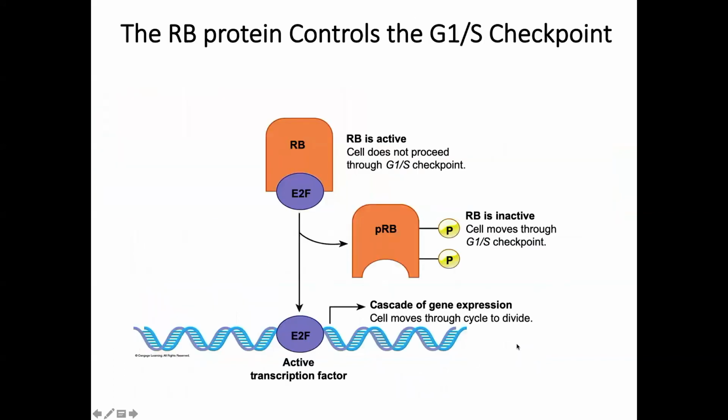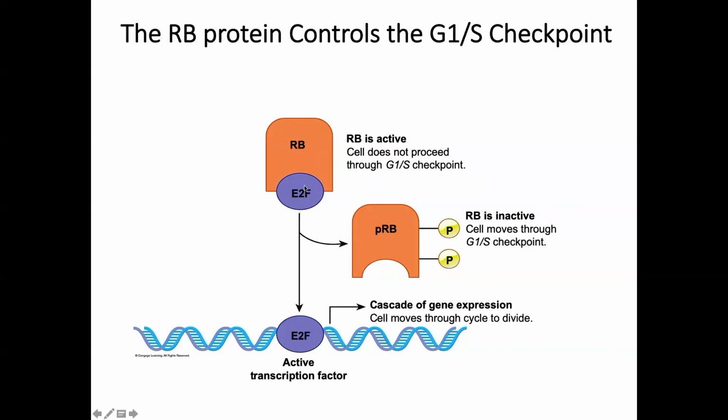Okay, so this slide shows how RB protein works as a tumor suppressor protein. When RB is active in the nucleus, it binds to a protein called E2F. E2F is a transcription factor that controls expression of a large gene set encoding genes that move the cells through the cell cycle, okay? So when bound to the RB protein, E2F becomes inactive, and the cell does not move from G1 to S because it's inhibited, okay?